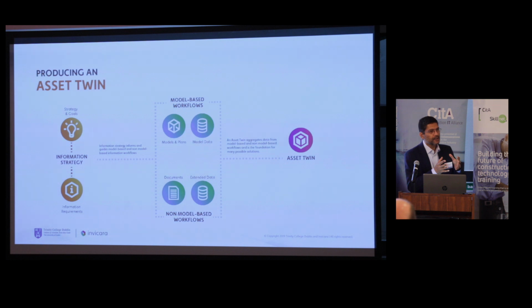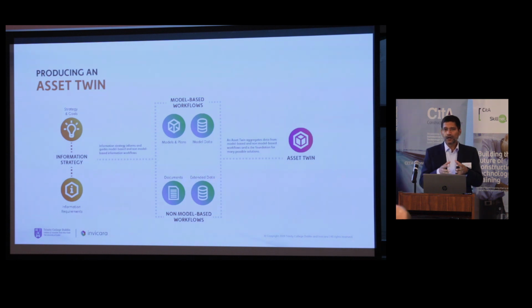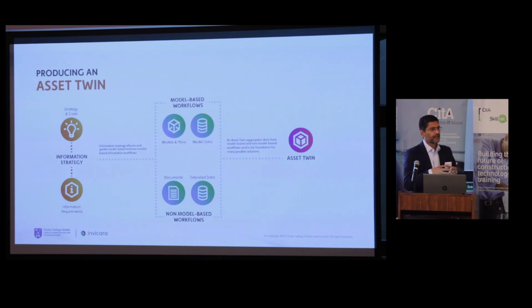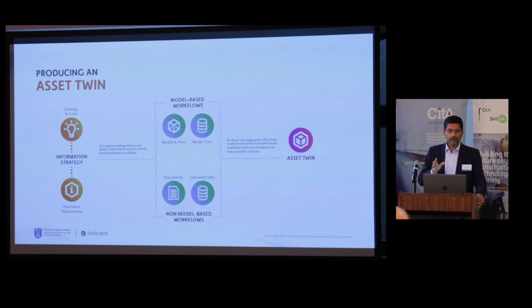They very easily break. You update the document or you change the location of the document, that link doesn't work anymore. So there has to be a system by which all of this information actually comes together and is able to maintain itself and progressively get updated and managed. So the asset twin is an outcome of a set of workflows which starts from defining the information strategy. What do we care about? Where is it? What is it?